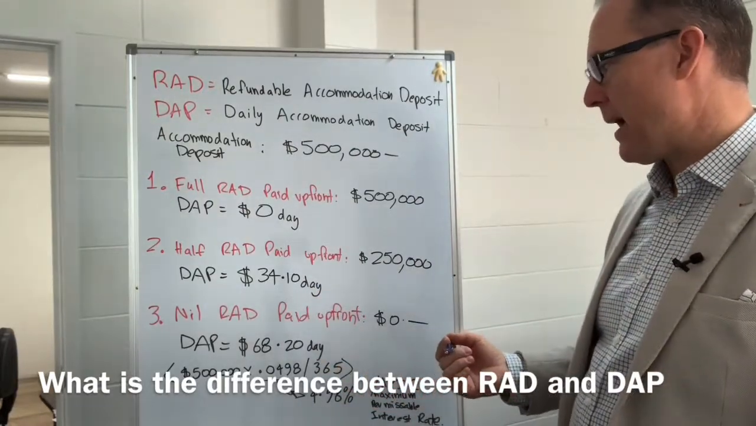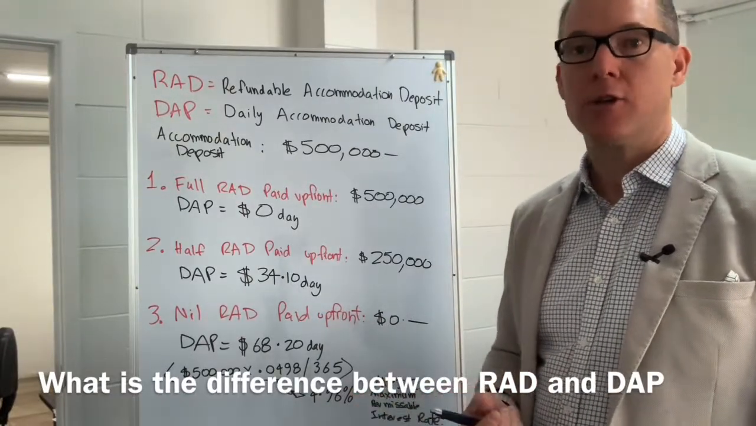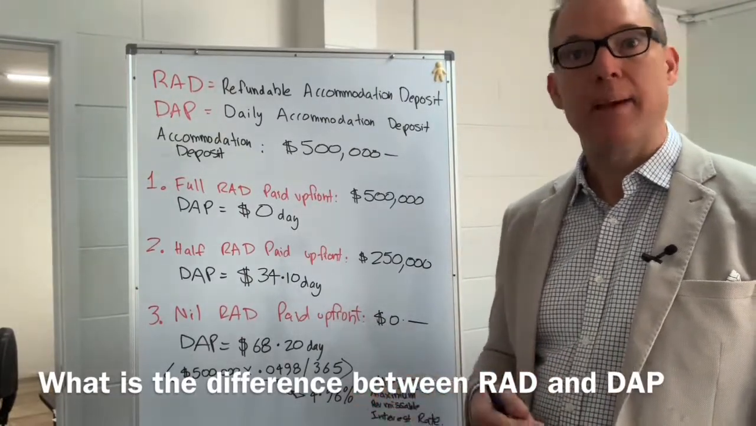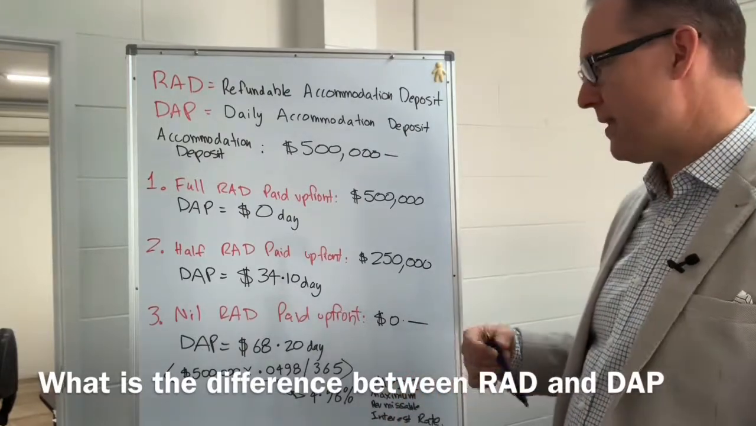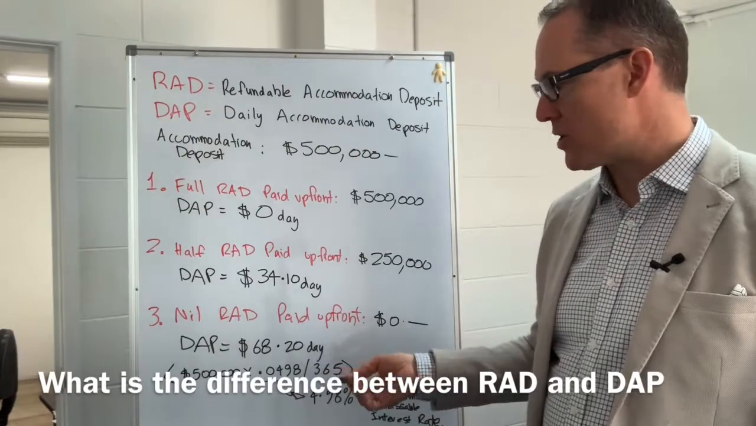Okay? Or if you don't have any funds available for one reason or another, you can choose not to pay any RAD at all and pay the full DAP amount. Now the DAP amount of $500,000 at the current interest rate is $68.20 a day.